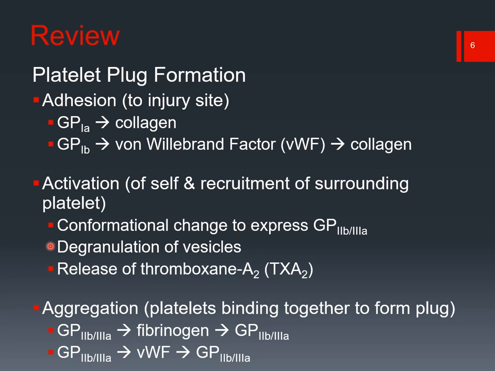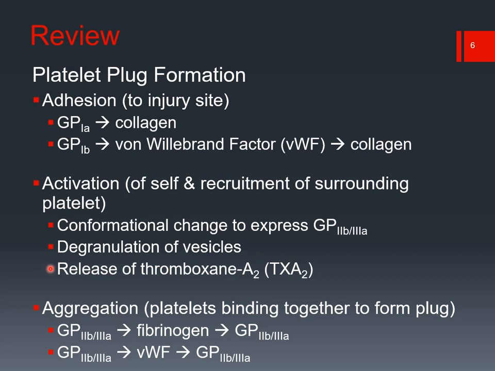So as we go through activation, we get a conformational change expressing that GP2B3A receptor all over the surface of the active platelet. We get degranulation of the vesicles, which contain a number of substances to potentiate the platelet plug as well as the clotting cascade later on. And we get release of thromboxane A2, which can go ahead and recruit neighboring platelets and activate them as well.